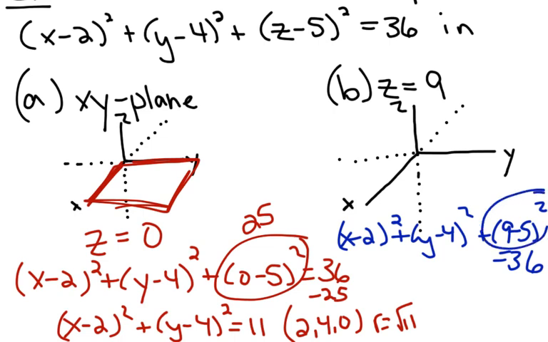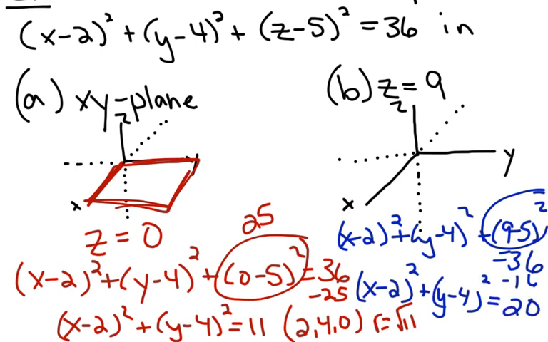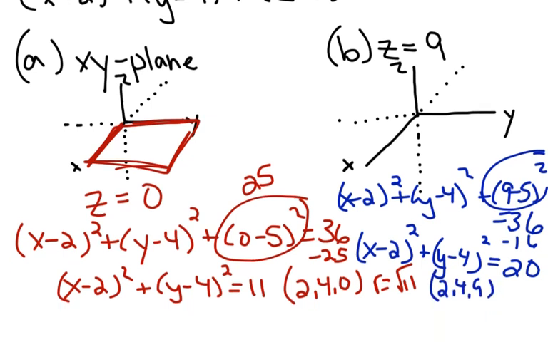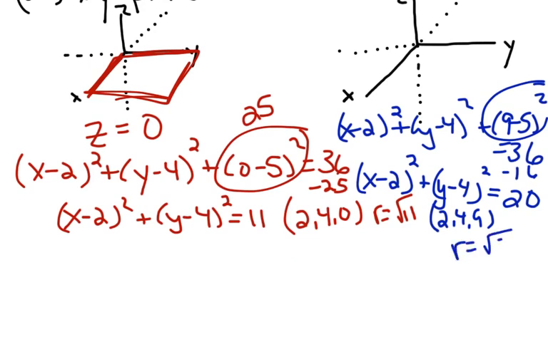I'm going to simplify this. 9 minus 5 is 4. 4 squared is 16. I'm going to subtract 16 over here. And I get (x minus 2) squared plus (y minus 4) squared is equal to 20. So the center this time is at (2, 4, 9), and the radius is the square root of 20, which is 2 square root of 5. And that is section 9.3 on three-dimensional coordinate geometry.